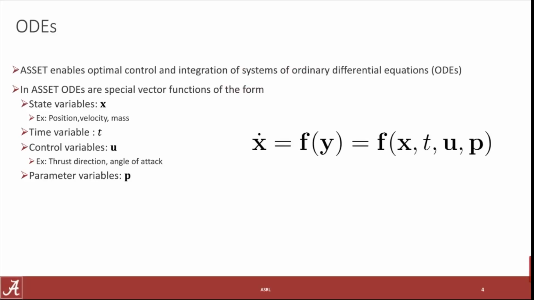So ASSET has the option to enable optimal control problem and integrators on any ordinary differential equation, so ODEs. In ASSET, an ODE is a special type of vector function that takes a specified form. So an ASSET ODE uses these new arguments, these ODE args. In your previous examples, we just had ASSET vector function arguments as our only interface. ODEs still use that argument type system, but it allocates them in a special way.